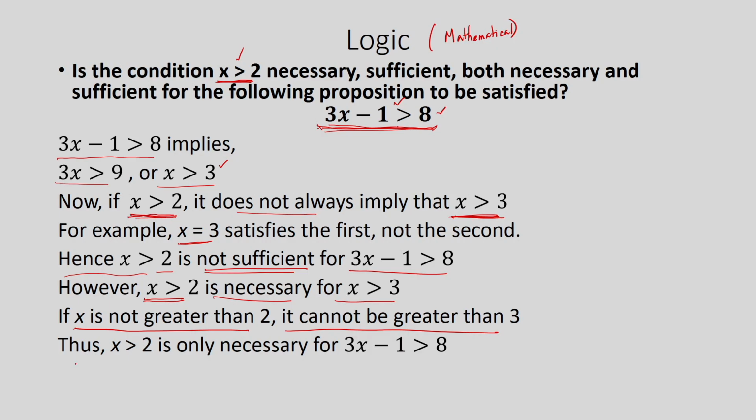Therefore, we conclude the following, that x strictly greater than 2 is necessary for 3x minus 1 strictly greater than 8. But remember what I have written here, only necessary, which means it is not sufficient and it is not both necessary and sufficient. It is only necessary. All right. So, this is the way this sort of problems can be tackled in logic.